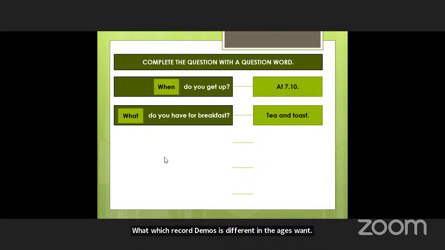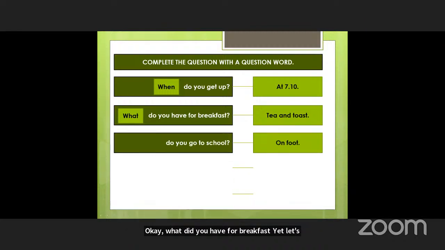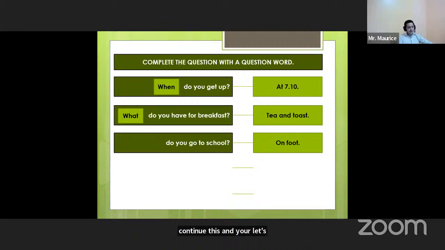Good. Let's continue. Let me see another student. Miss Saida Castro, good morning. Can you hear me? What is the missing word to complete the question? ¿Cuál es la palabra faltante para completar esta pregunta? Que la respuesta dice a pie.